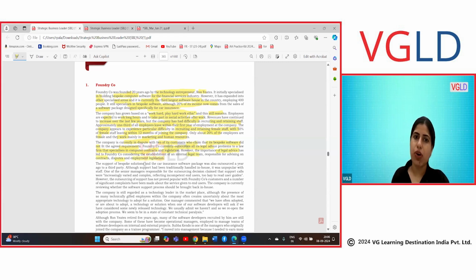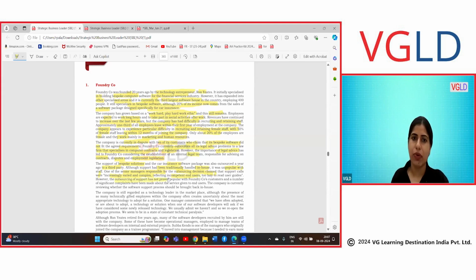The support of the bespoke solution and the car insurance software package was also outsourced a year ago to a third party. Although support had traditionally been handled in-house, it was unpopular with staff. One of the senior managers responsible for the outsourcing decision claimed that the support requests were increasingly varied and complex, reflecting incompetent end users too lazy to read user guides.